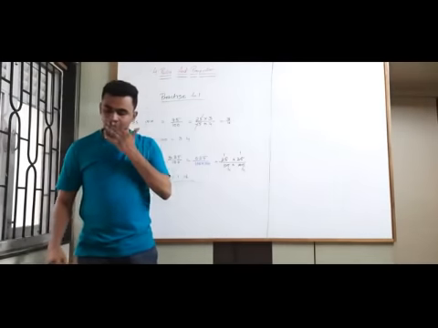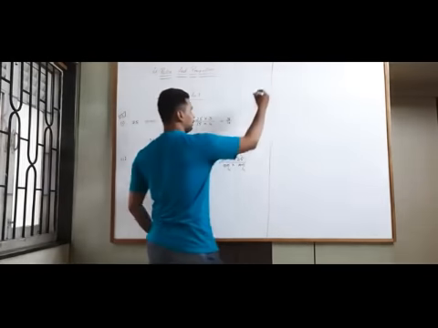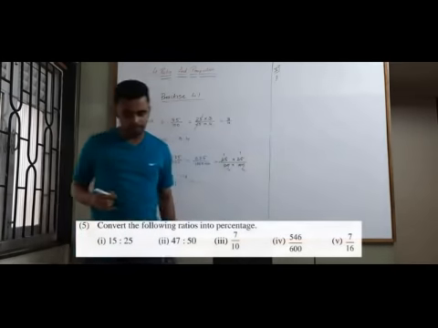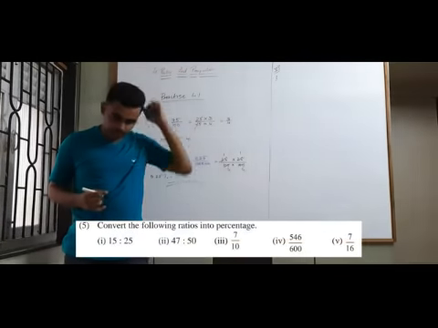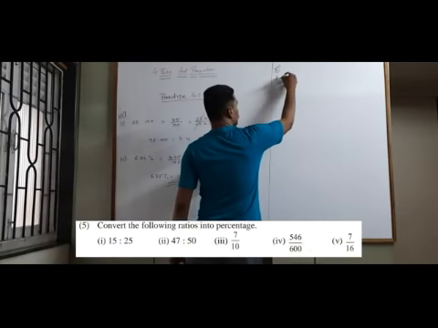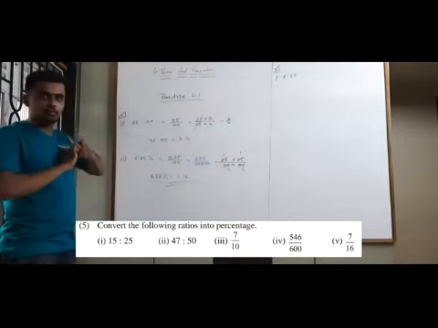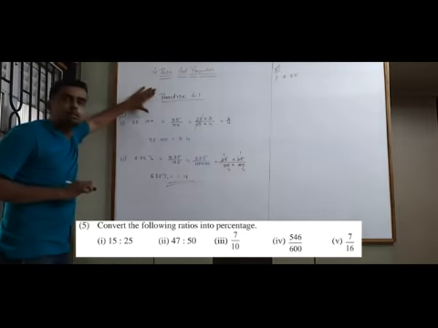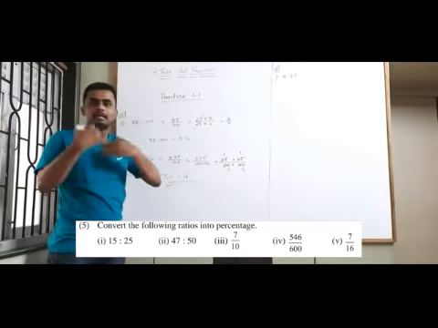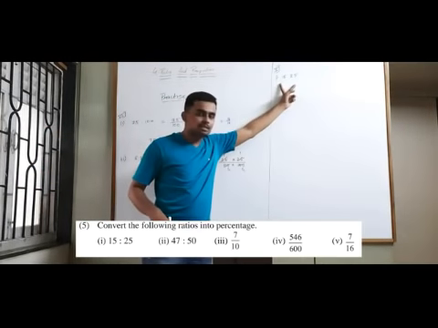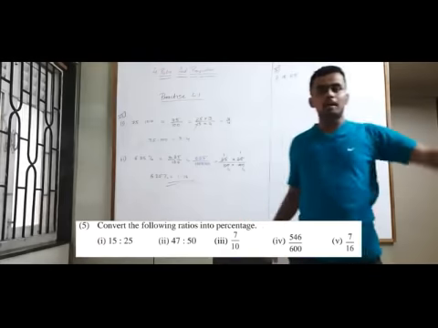Let us begin question number 5. And the first sub question for this practice set in question number 5 is 15 is to 25. In the third question, what we did is we reduced the percentages to smaller numbers. In this question, what we are supposed to do is convert this number into a percentage.